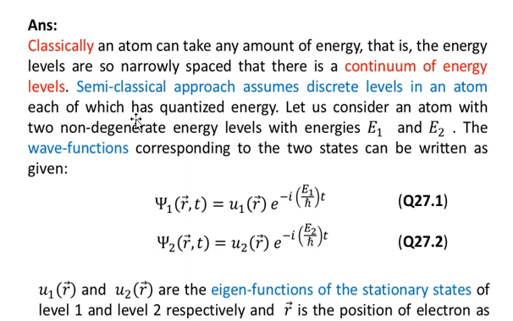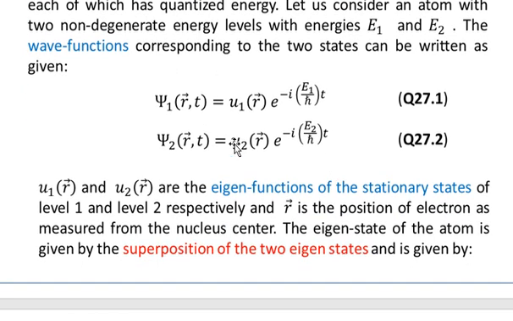Let us consider an atom with two non-degenerate energy levels with energies E1 and E2. The wave functions corresponding to the two states can be written as psi1 of r and t is equal to u1 of r into e to the power minus iota E1 over h bar into t. This is equation number 27.1.